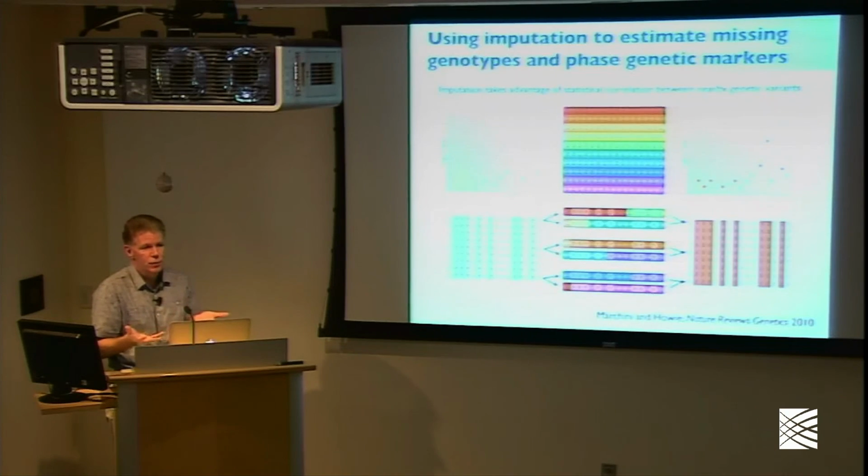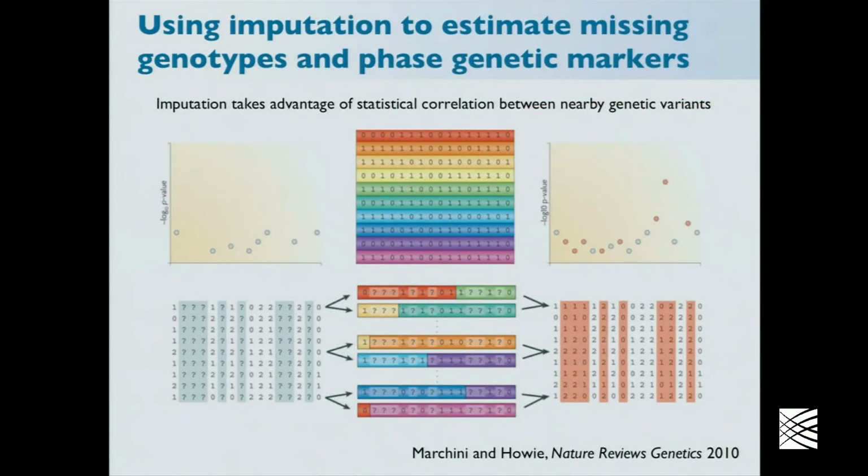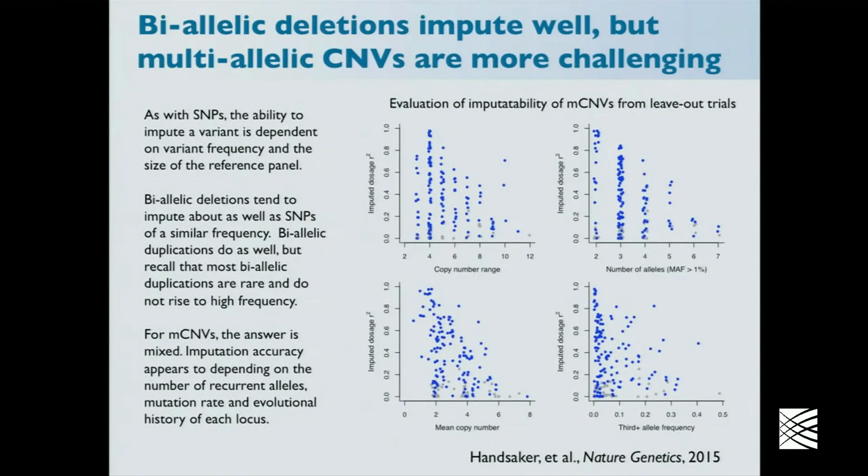And you can use this for structural variations. For example, if you have SNP arrays on a large cohort, you can impute from whole genome sequencing where you have the SNPs and the structural variation into the cohort with the SNP arrays. So we did some studies of this, looking especially at these multi-allelic CNVs and also the biallelic deletions and duplications. And we did a bunch of leave-out trials to assess, using the 1,000 Genomes data again, how well we can impute structural variations from the SNPs that are next to them.